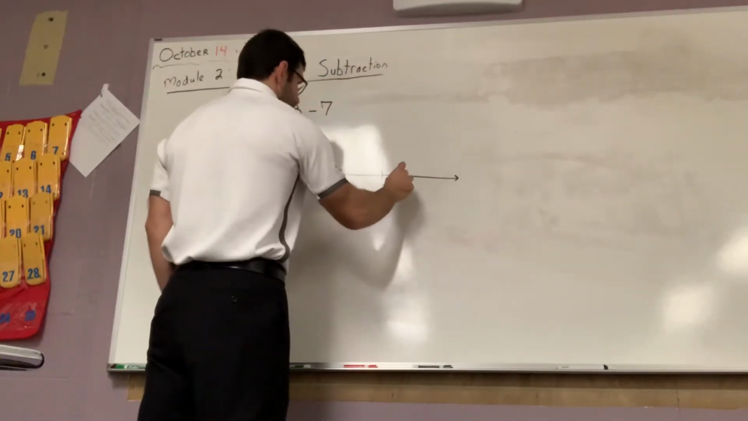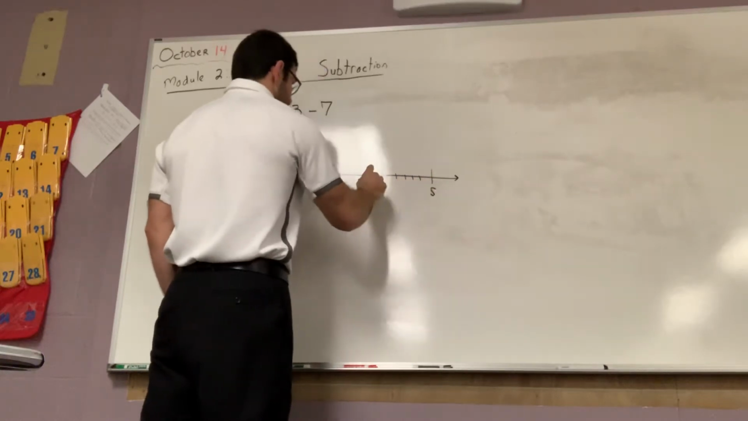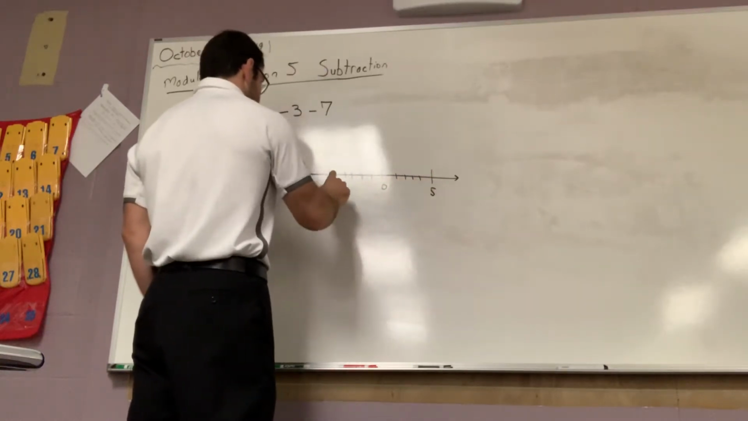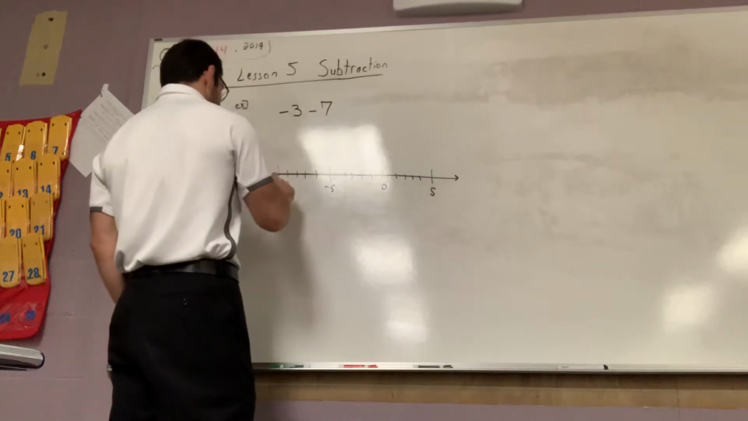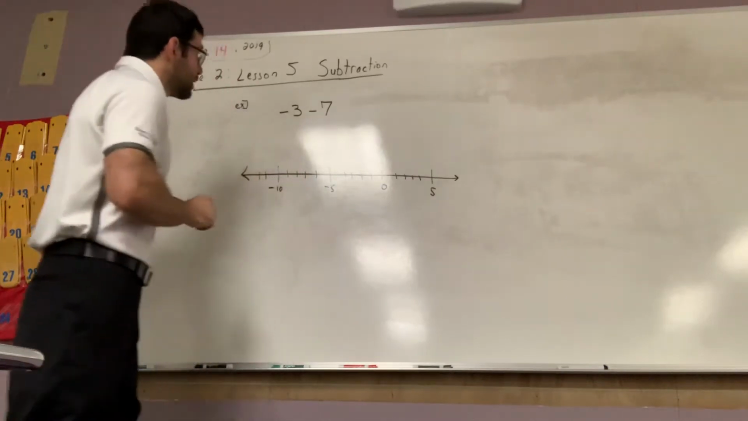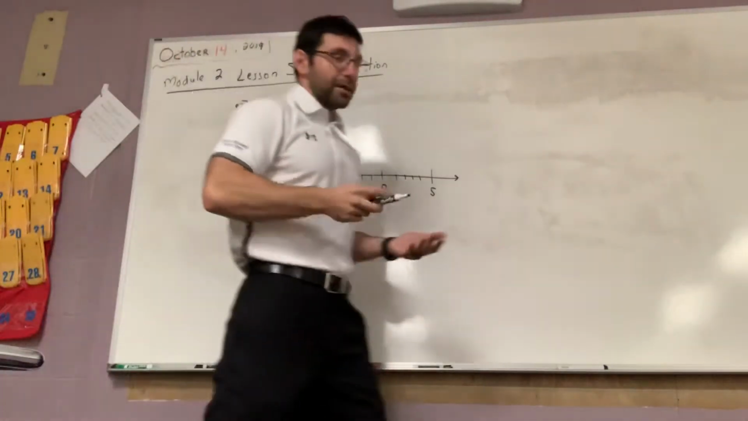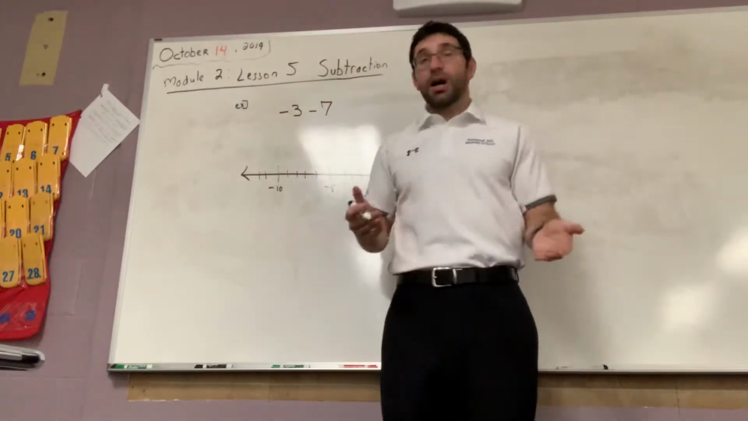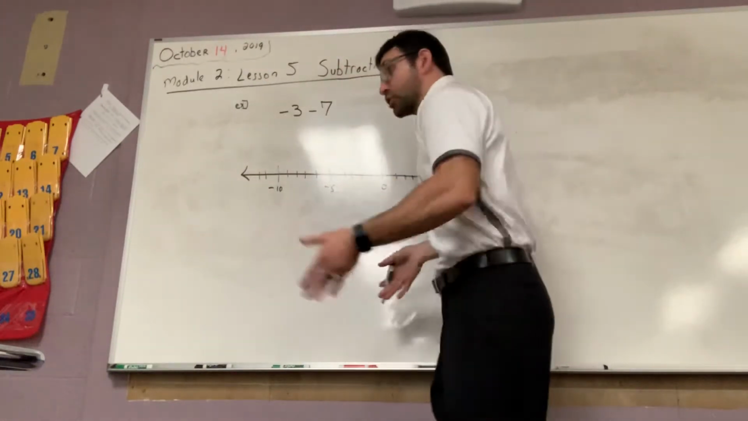Now I have 0, 1, 2, 3, 4, 5, 1, 2, 3, 4, negative 5, 1, 2, 3, 4, negative 10, 1, 2. So as I start on my number line, I'm going to use the word opposite. So it says the opposite of 3. So I'm going to turn.